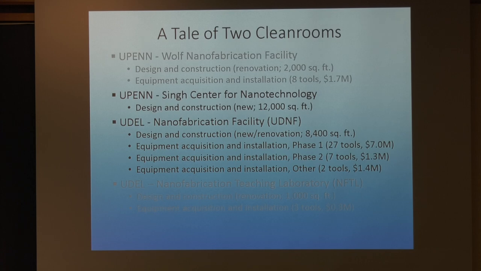So it's the Singh Center for Nanotechnology. The cleanroom there is 12,000 square feet. At the University of Delaware, my cleanroom is smaller, 8,400 square feet. It's similar in design to the cleanroom that Matt has at CMU. Since I've been at Delaware for 10 years, I also was involved in some equipment installation projects. You can see the number of tools and the kind of money I was able to spend there.